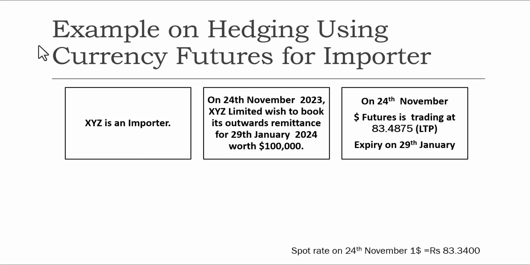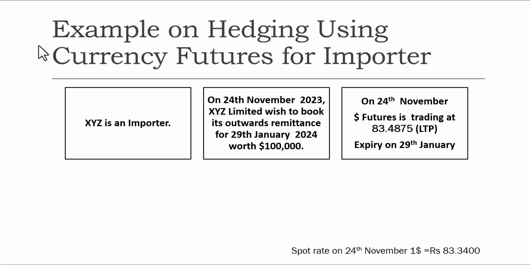Okay. So on 24th November, when he goes to the stock exchange and opens up his laptop and goes for online trading, he finds that for the January month window, the dollar future is trading at 83.4875, as against the spot rate which is given at the bottom as 83.34. So this is the spot rate on 24th. Okay, it keeps changing every day. So it is slightly costlier, because it's ahead of time, and dollar always carries a premium. And it is trading at 83.48.